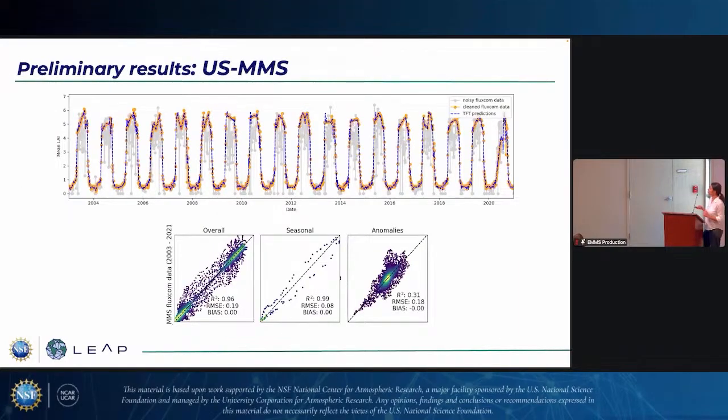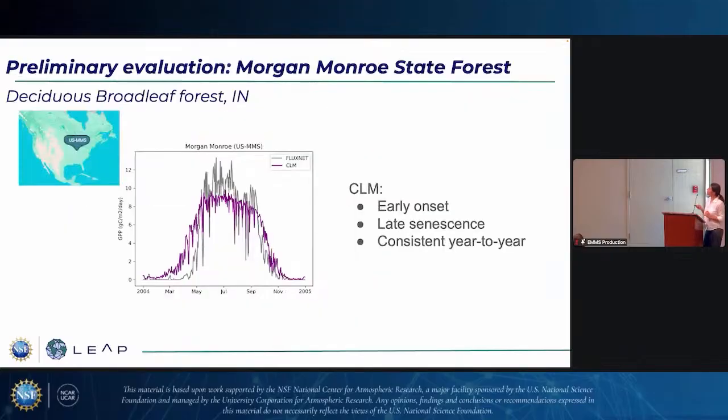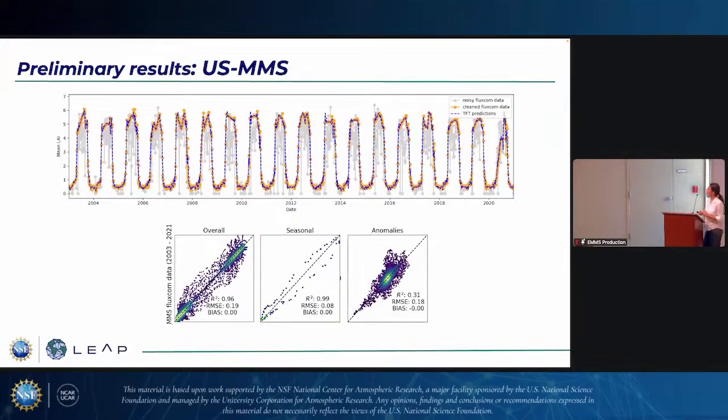And so we used the Morgan Monroe State Forest FluxCom site. You can see here another graphic showing the early onset that CLM produces for the USMMS site, and also late senescence, so it is a consistent bias year to year. These are some of the preliminary results after fine-tuning a pre-trained model on broadleaf deciduous trees in temperate zones, and then fine-tuning it on data from around the same region.